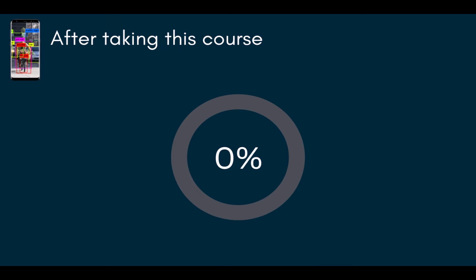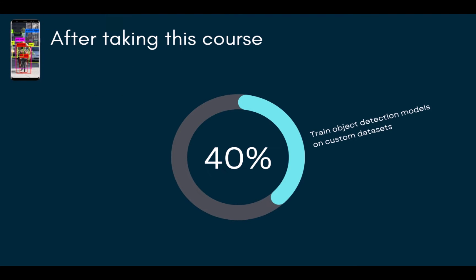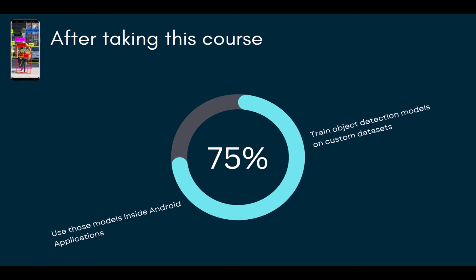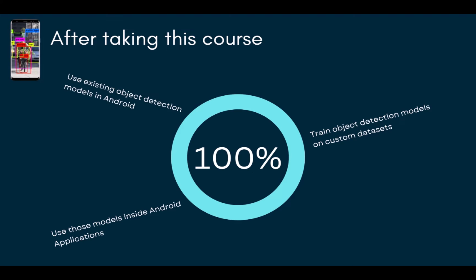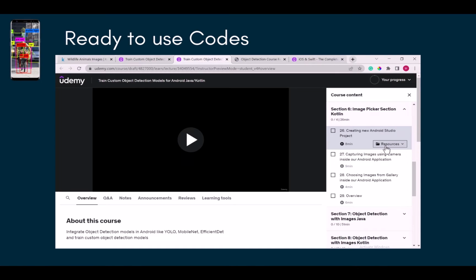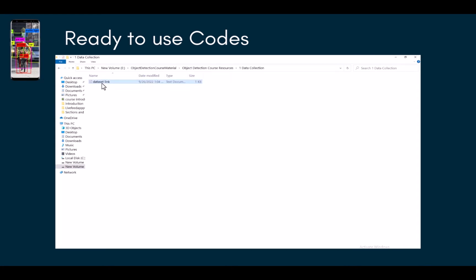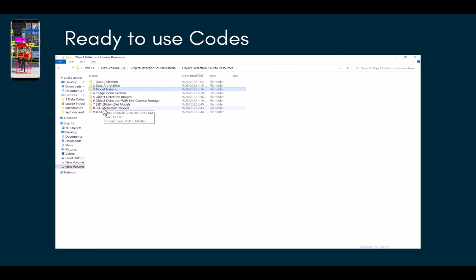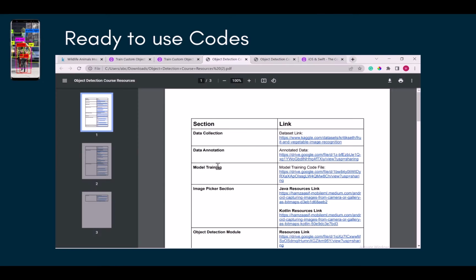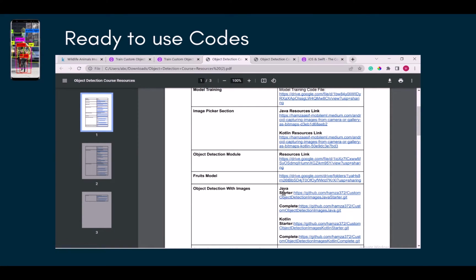So after completing this course, you can train object detection models on your custom datasets and use those models inside Android applications. Apart from that, you will be able to use existing object detection models in Android and build powerful applications. The course also comes with the ready-to-use codes. So if you want to use existing object detection models inside your applications, then you can take the pre-built codes available in this course and customize them based upon your requirements.